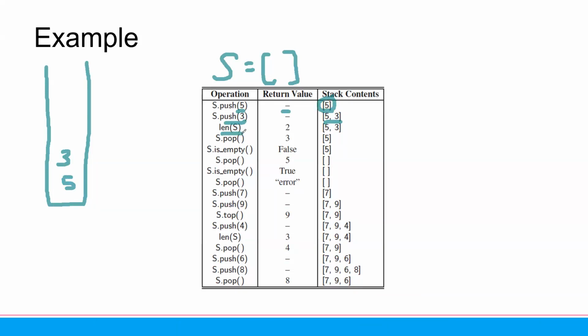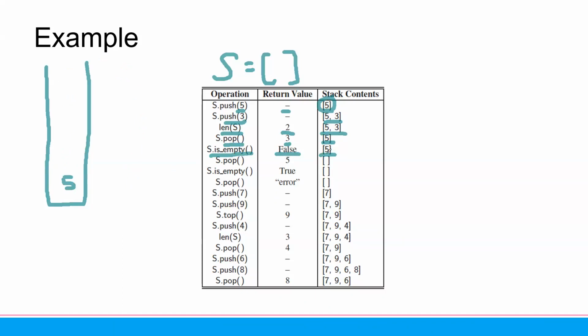And if I want to check length of S, then the return value will be 2. And I have the stack contents 5 and 3. Okay, so it still remains 5 and 3. If I do pop, then the return value will be 3. Why? Because 3 is the top one. So we remove 3. And then the remaining stack will be only 5. If I check S is empty, then it is false. Why? Because I still have 5. So I still have one element.